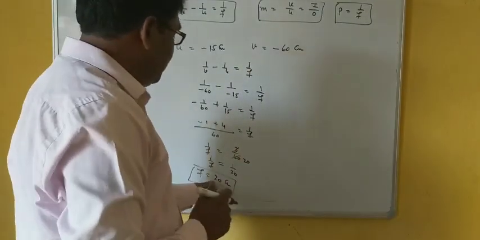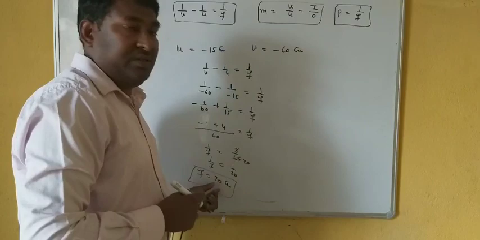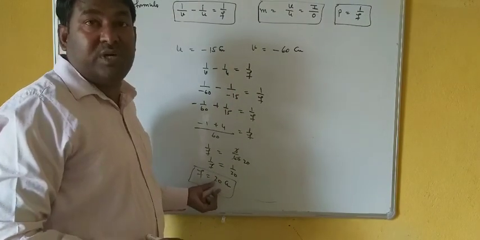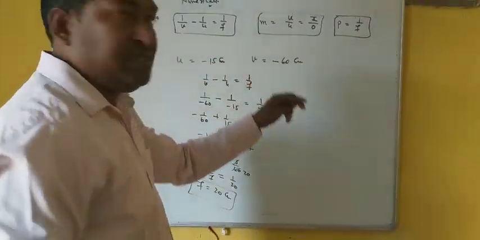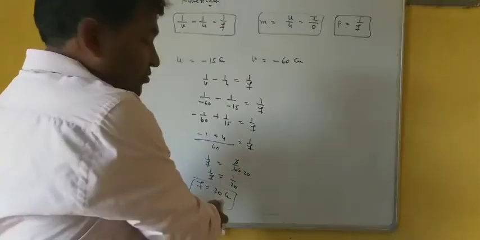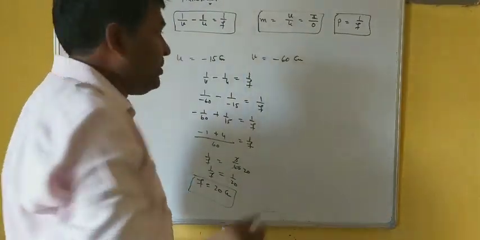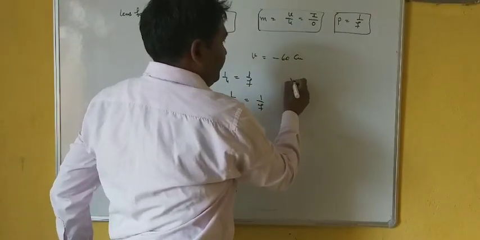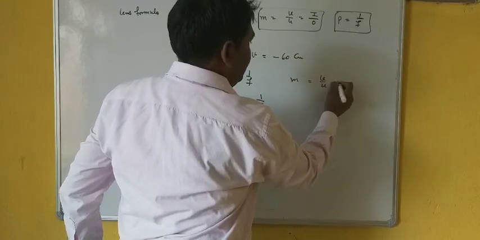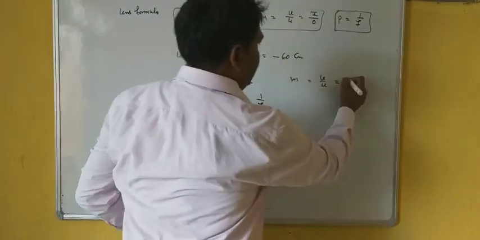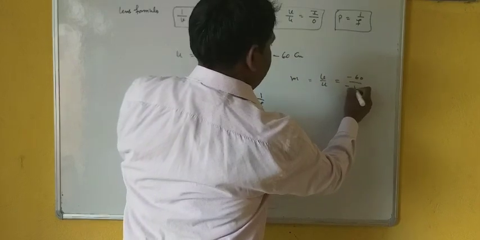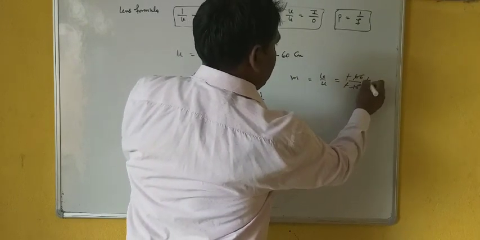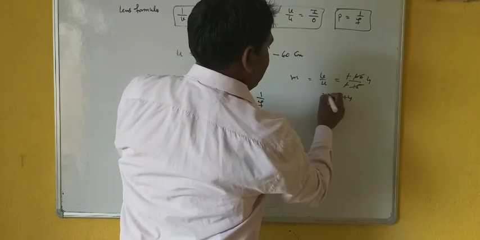Okay, focal length is 20 centimeter, and its sign is positive. That's why, what is type of lens? That is convex lens, since focal length is positive. Now magnification. M is, as you know, V by U. What is V? Minus 60. What is U? Minus 15. So plus 4 is magnification.